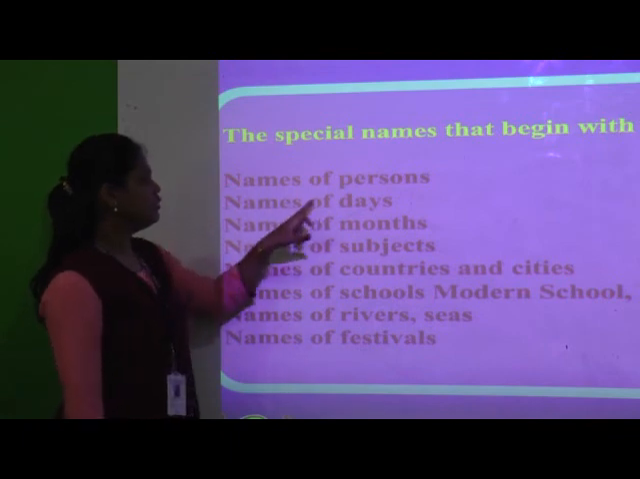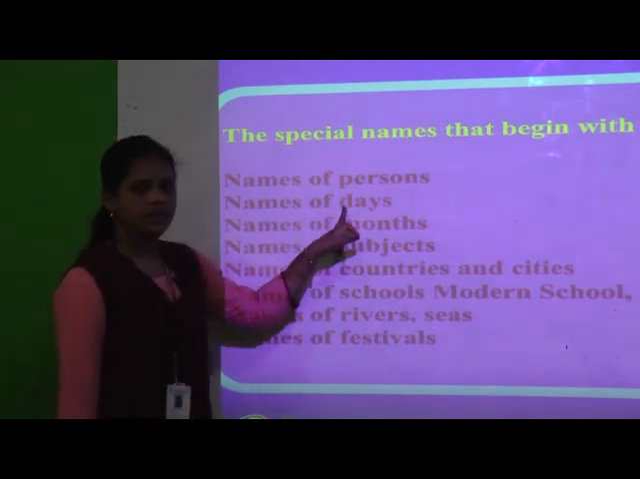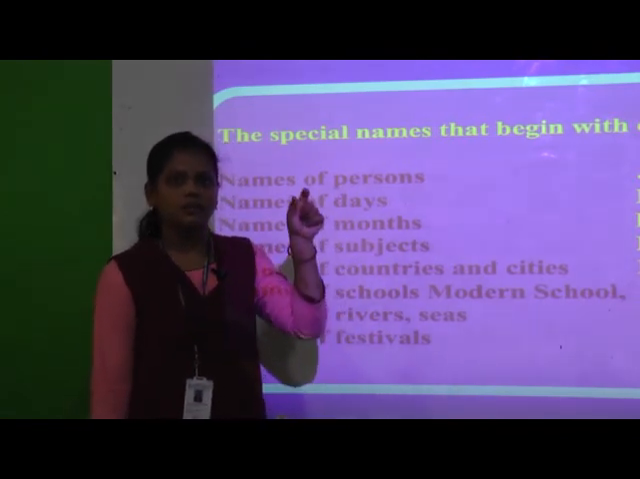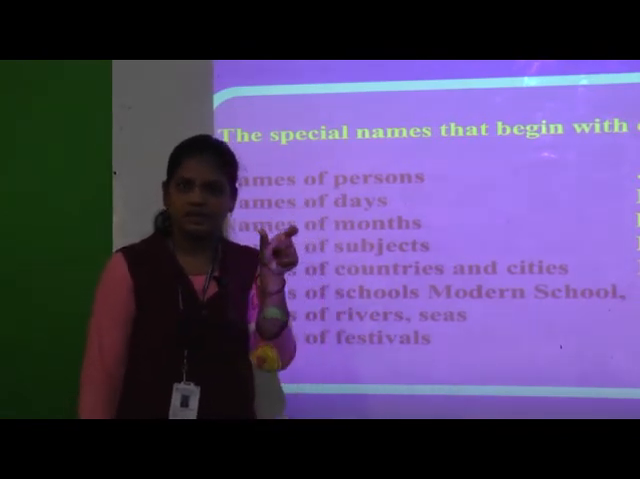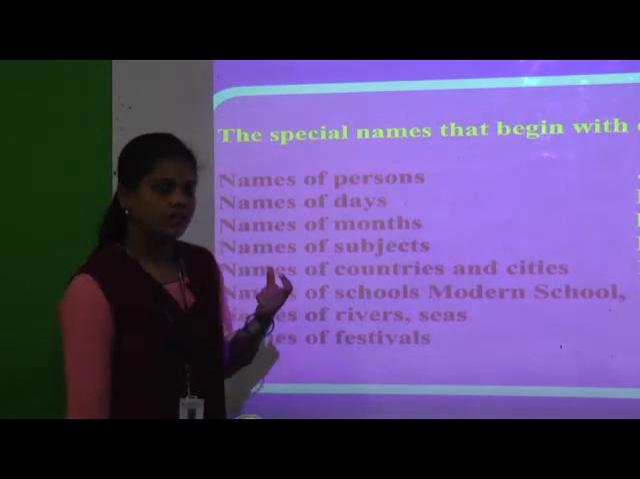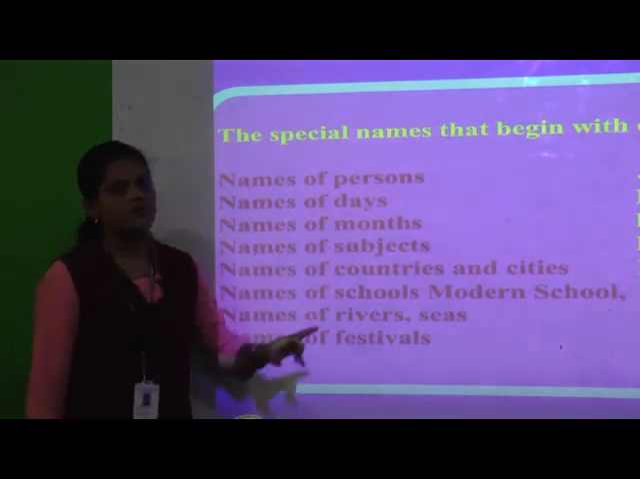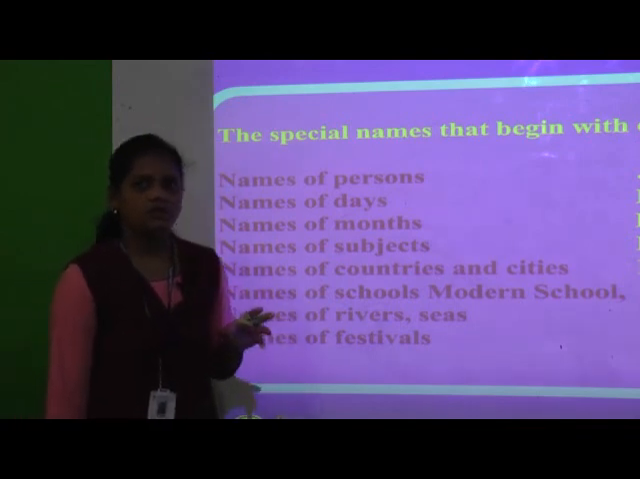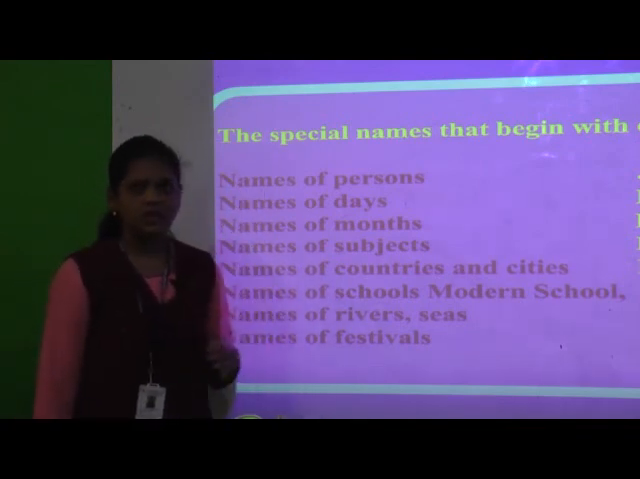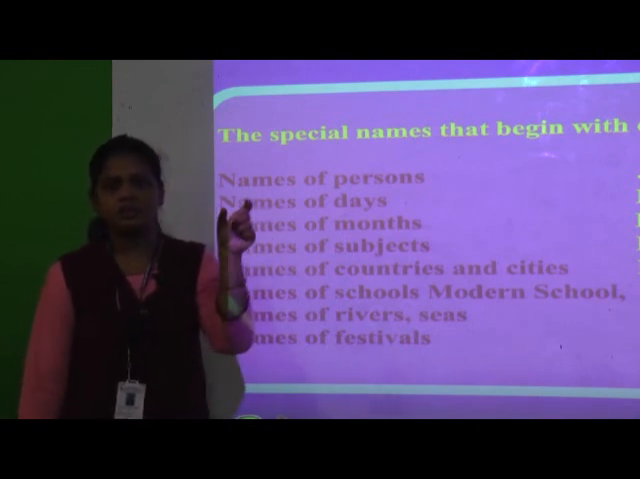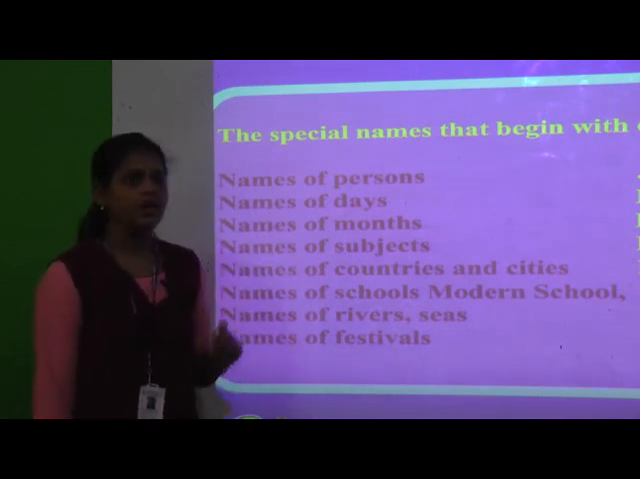Now, names of days. Here also, whenever the names of days come, the first letter of that word we have to write in the capital letter. Now, names of months. There are 12 months, we all know. Whenever we write these names of months, the first letter of that month we have to write in the capital letter.